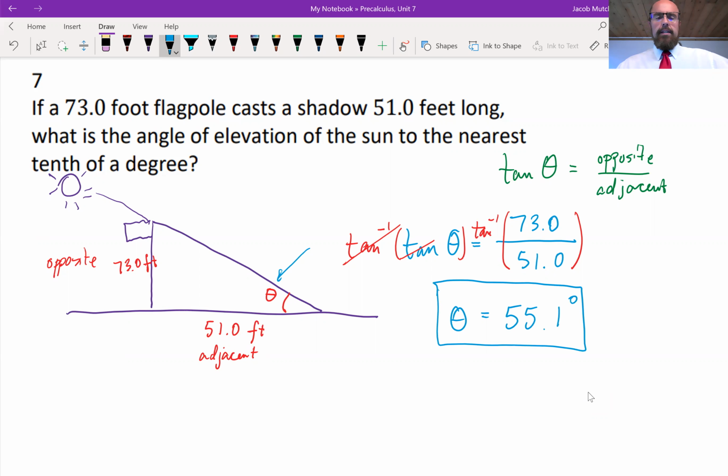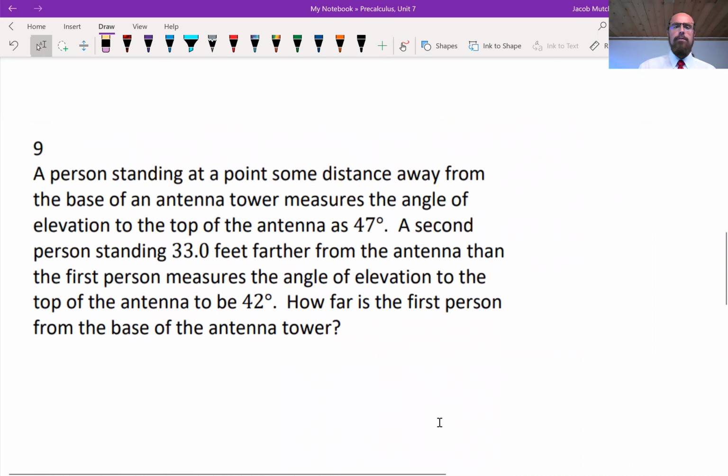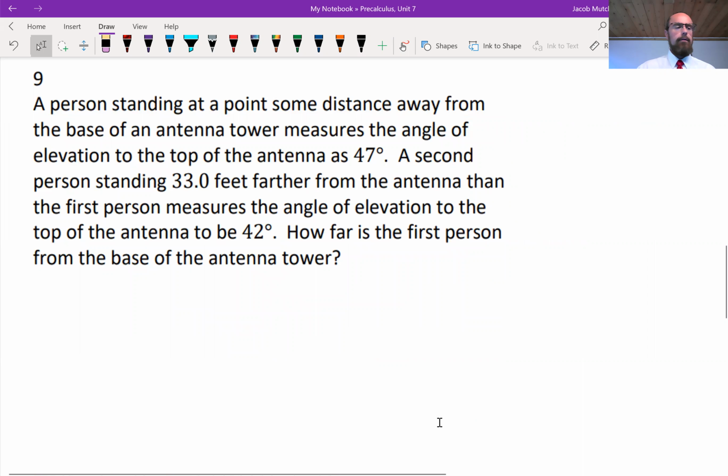So with those two examples, really we were just looking at one right triangle that involved our angle of elevation. We'll take a look at an example that involves multiple right triangles that are stacked within each other. Here I've got a person standing at a point some distance away from the base of an antenna tower, who measures the angle of elevation to the top of the antenna as 47 degrees. We'll start with that first part.